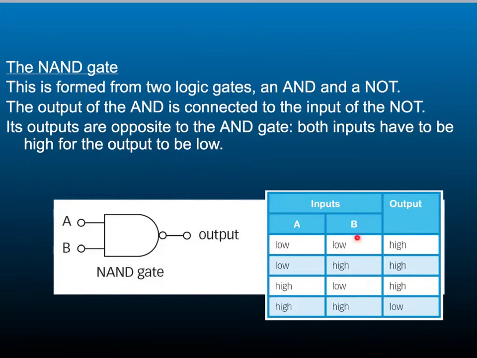So in a normal AND gate, both of these would have to be high for a high output. But because this one does the opposite, when both of them are low, this gives us a high output. In a normal AND gate, a low and a high input would give us a low output, but as this does the opposite, it is high. And then again, in our normal AND gate, 2 high inputs would give us a high output, but this one does the opposite, so it's low.